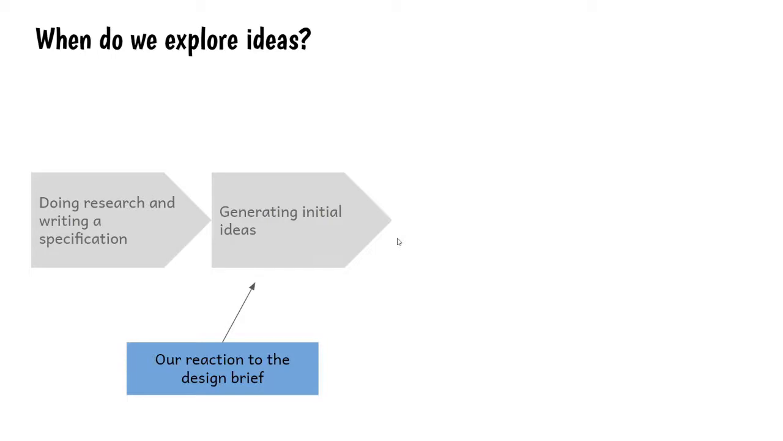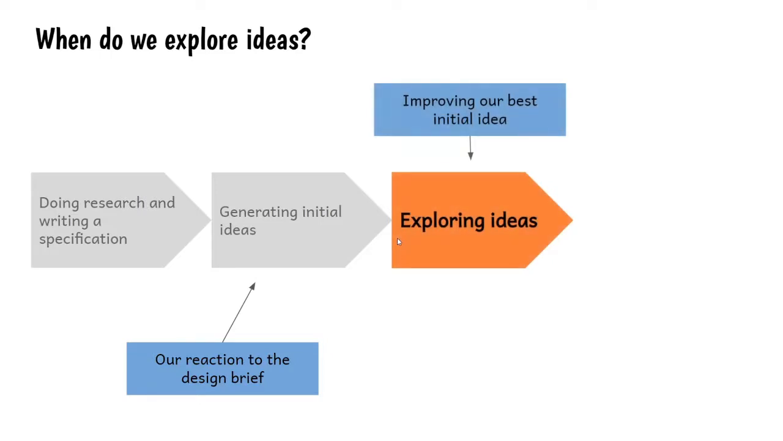And once we have our initial ideas, once we have our initial thoughts about how we're going to solve the design problem, we realise that they're flawed, that they're a bit rubbish in places, and that they don't meet the specification. So we then go on to explore these ideas. And in plain English, this means that we are improving our initial idea. We look at our initial ideas, we pick the best one, and we've got to improve it. We've got to make sure that that initial idea now meets the requirements of the specification in its entirety.